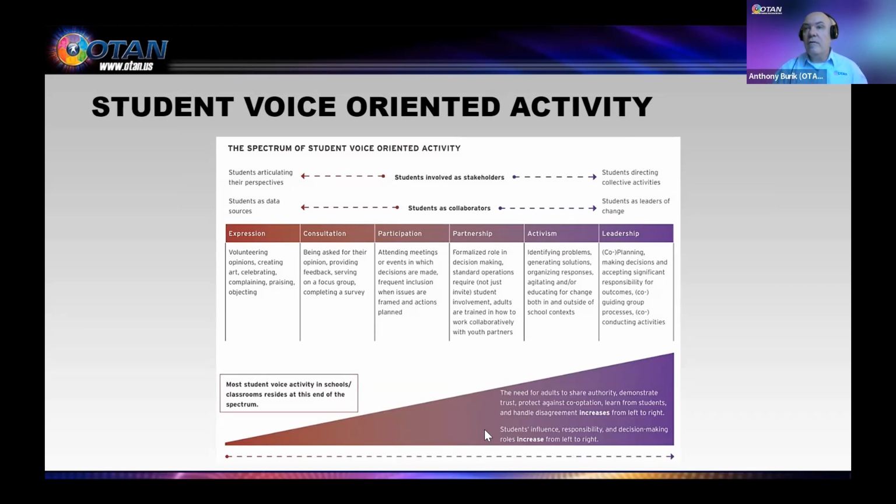Also, students' influence, responsibility, and decision-making roles increase from left to right, right? So rather than being givers of opinion, givers of ideas, givers of perspective, we are actually trying to give them more say, more influence, more control, more leadership, more activity directed by students, more collaboration. But we've got to move the group along this spectrum from left to right.